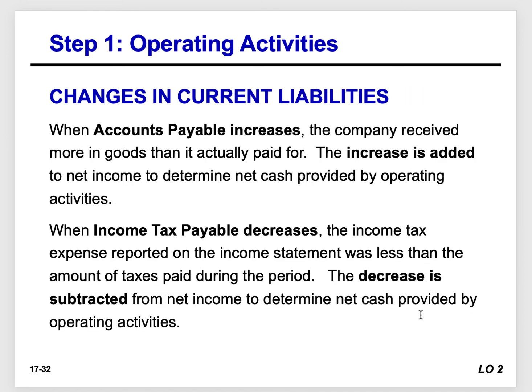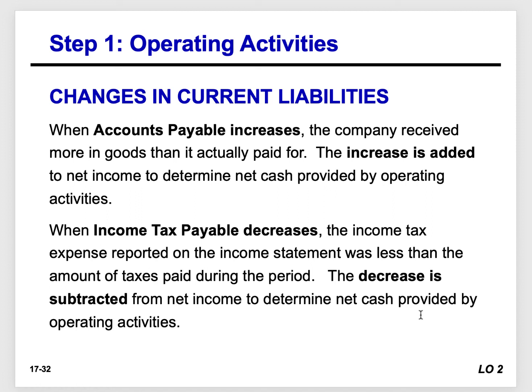Then the next thing we need to look at are our accounts receivable, right? So what happens when an accounts receivable, or let's just look at accounts payable. Accounts payable increases. What happens? Well, the company received more goods than we paid for, right? That's under the accrual basis. Okay, I get that. That increase is added to net income to determine what our net cash is provided by operating activity.